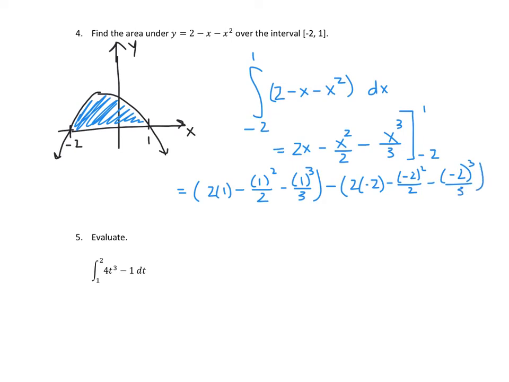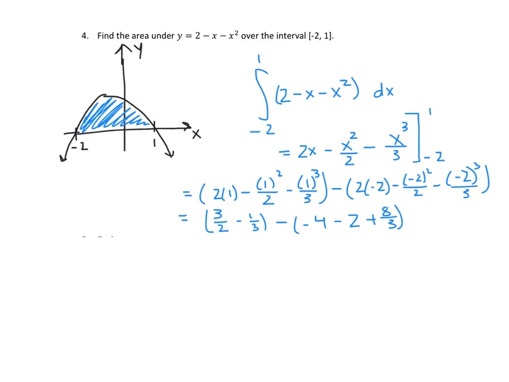3. Alright, then when we go to simplify this, we're going to have a 2 minus 1/2. So 2 minus 1/2 is 3/2. And then minus 1/3, minus, then we're going to have a -4, and then minus -2 squared is 4. 4 over 2 is going to give us a 2. And then minus, we're going to have a -2 cubed, which is -8/3. So a minus -8/3 is going to be a plus 8/3.